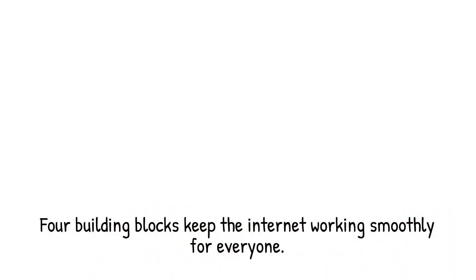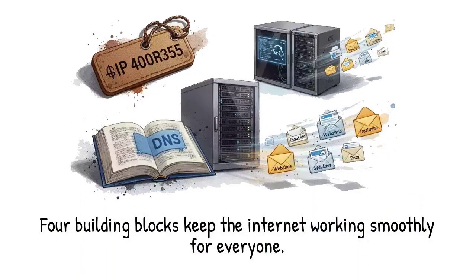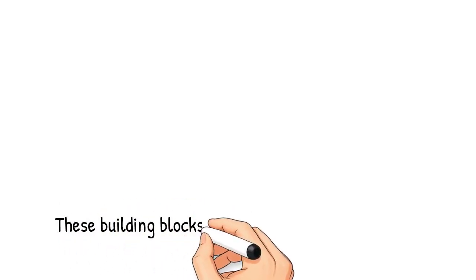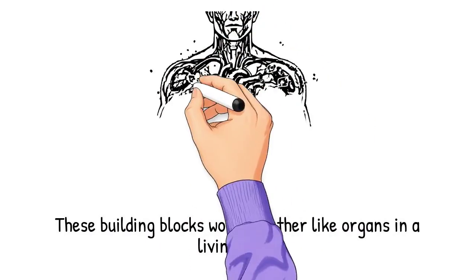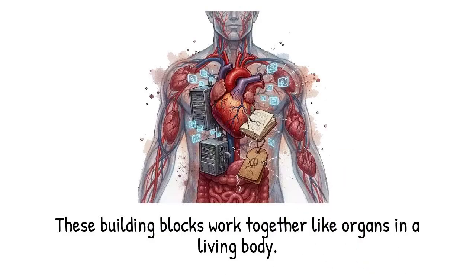To make this happen, the internet relies on four fundamental building blocks: IP addresses, the unique identifiers of every device; DNS, the internet's phone book that translates names into addresses; servers, the machines that store websites, apps, and data; packets, the tiny fragments of information that carry your data across the world. These four components work together like organs in a living body. If one fails, the entire system can collapse. And attackers know this. That's why cyberattacks often target these foundational elements, because breaking the foundation is easier than breaking the walls built on top of it.